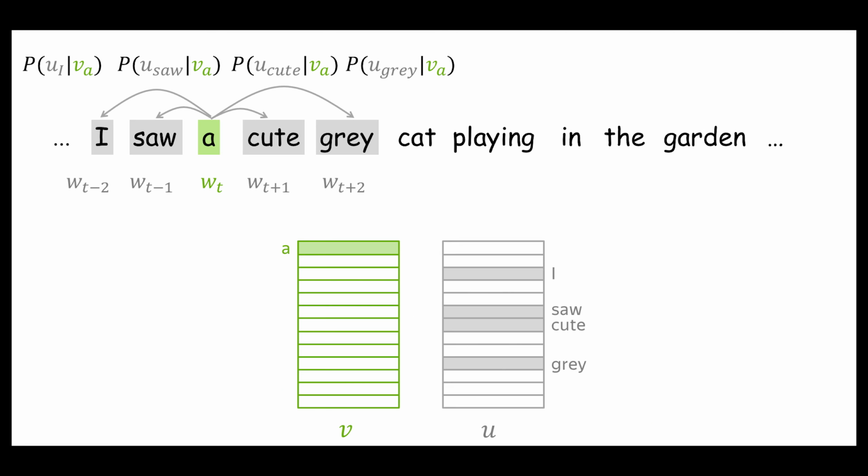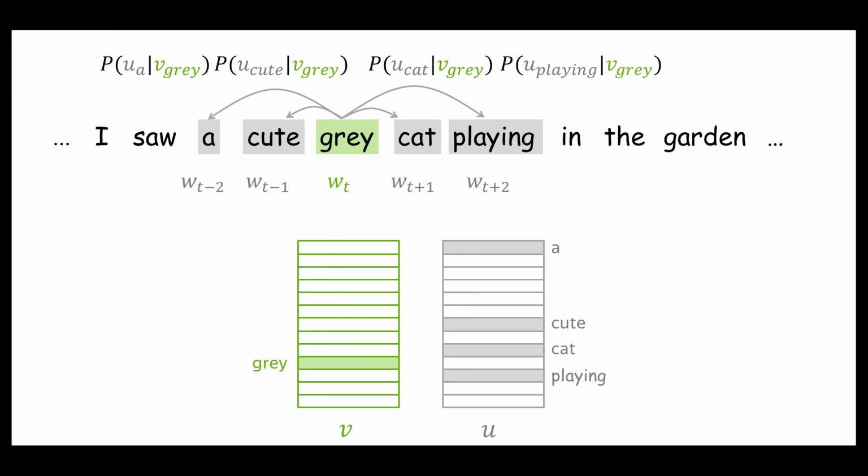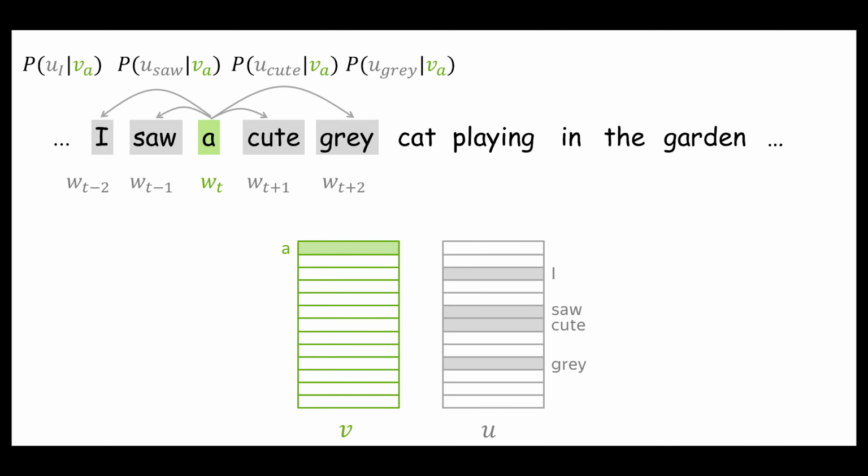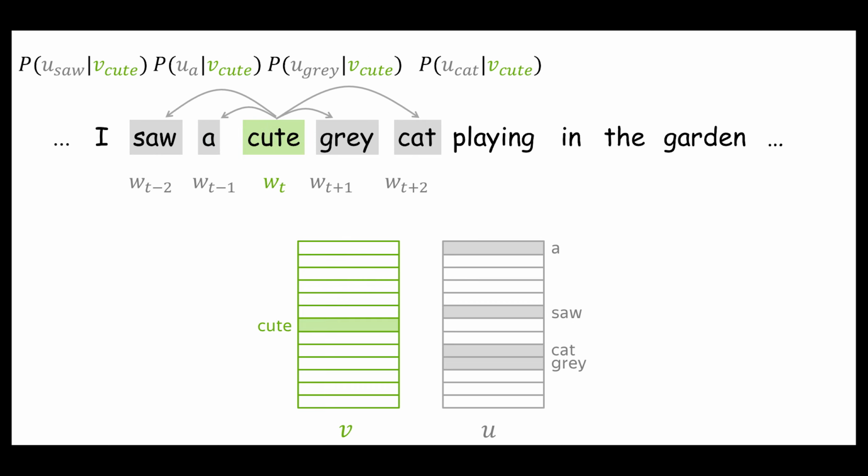As for training this network, we basically just keep iterating over our text data, updating our context vectors and central vectors. So, we were originally using I, saw, Q, gray as inputs, and the desired output is the missing word. Then we move on to saw, a, gray, cat as inputs, and the desired output is Q, and so on.